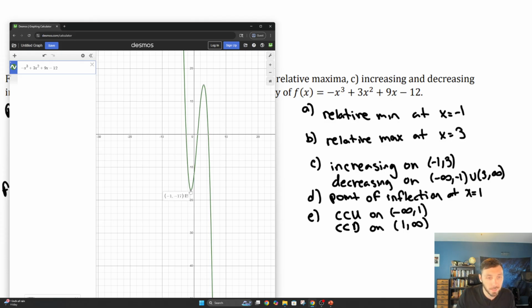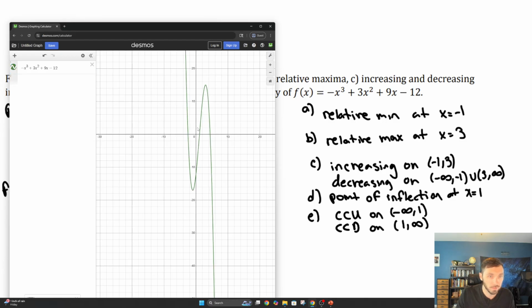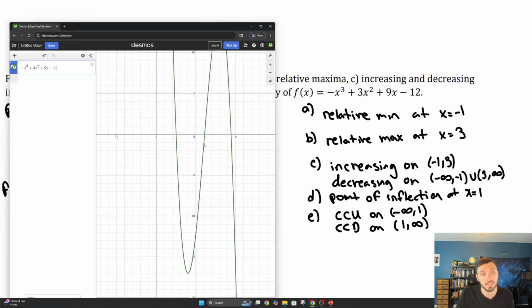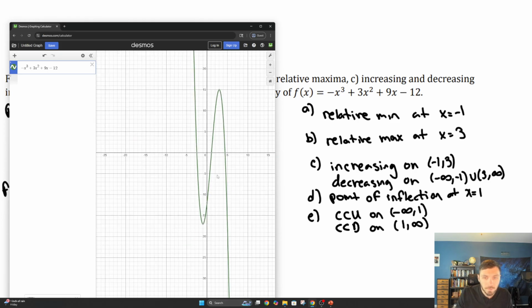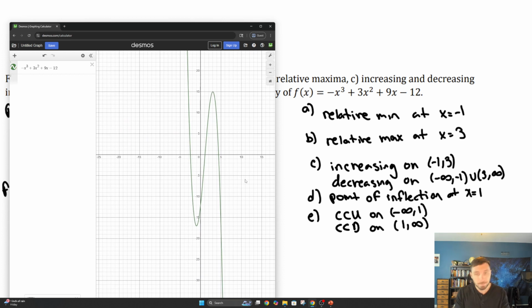All right, we have a relative min at -1. We have a relative max at 3. We have that point of inflection. Where's that point of inflection? At 1? Wherever 1 is. It's around here. It switches concavity. And it makes sense. We're concaving up at the beginning, and then we're concaving down on that second half. So it matches. Okay, that's all. Math on.